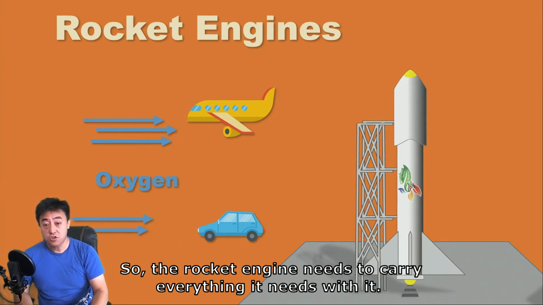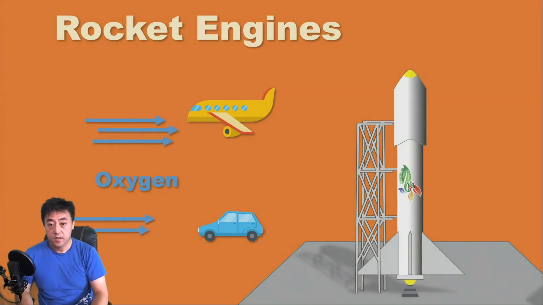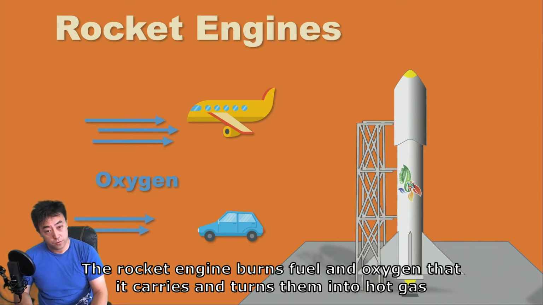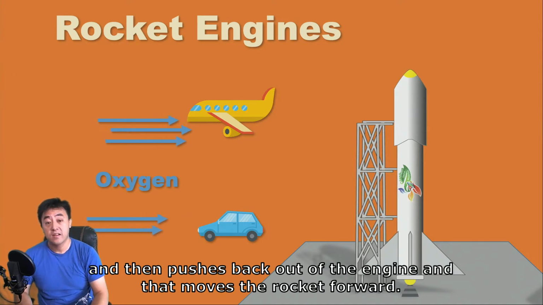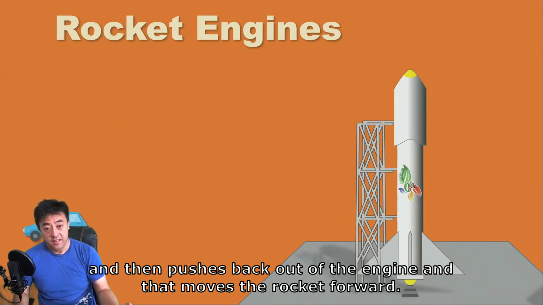The rocket engine is different because there's no oxygen in outer space. So, the rocket engine needs to carry everything it needs with it. The rocket engine burns fuel and oxygen that it carries and turns them into hot gas, which is then pushed back out of the engine, and that moves the rocket forward.